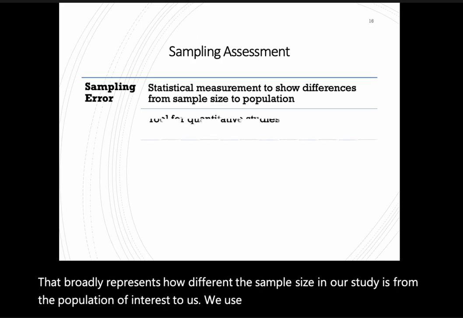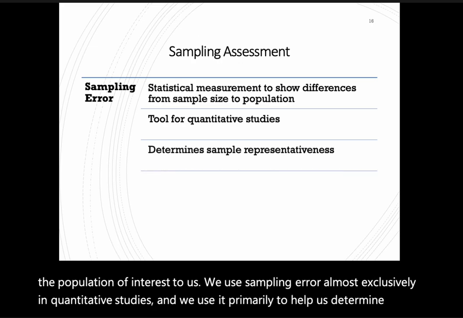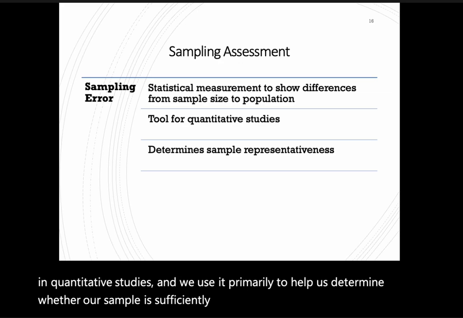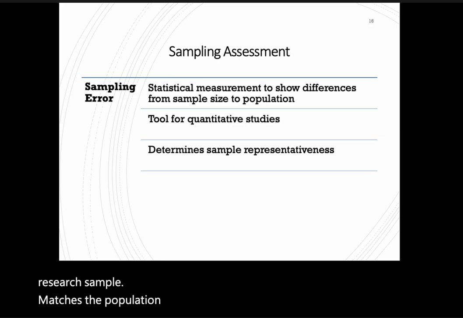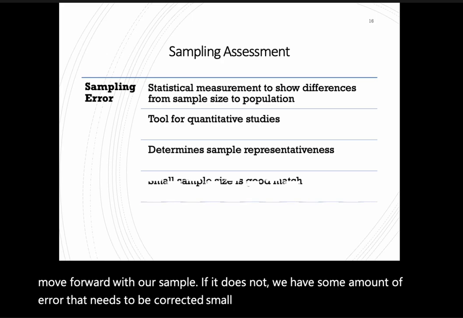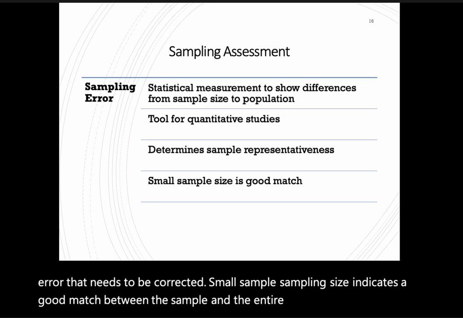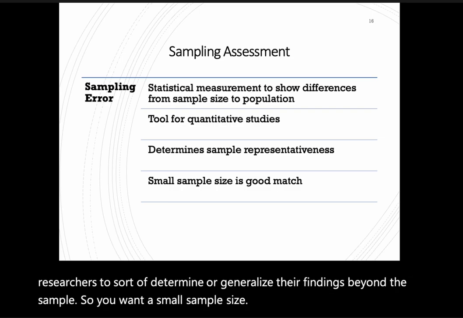We use sampling error almost exclusively in quantitative studies, and we use it primarily to help us determine whether our sample is sufficiently representative of the entire population. So sampling error is a way for us to say whether or not our research sample matches the population adequately enough. And if it does, then we can move forward with our sample. If it does not, we have some amount of error that needs to be corrected. Small sampling error indicates a good match between the sample and the entire population, which allows researchers to generalize their findings beyond the sample. So you want a small sampling error, a good match to our population.